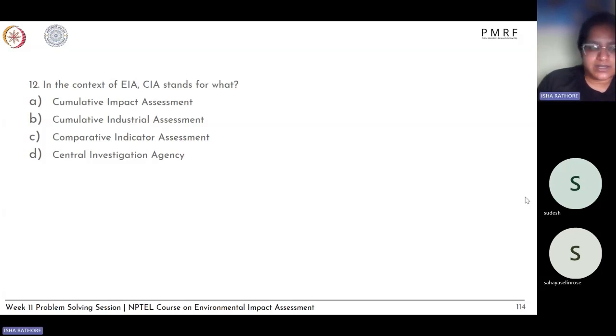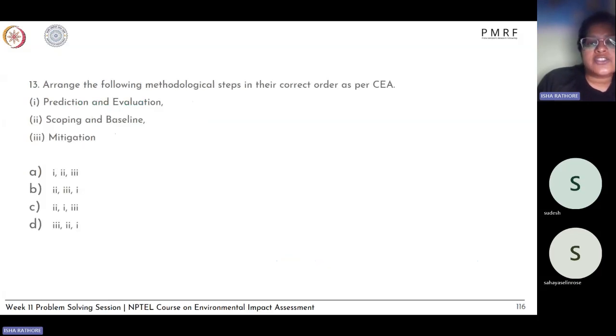Okay, so full forms again are questions which can be asked. So we have one answer, A. So A is the correct answer. CIA stands for Cumulative Impact Assessment. So moving on, arrange the following methodological steps in their correct order as per cumulative effect assessment.